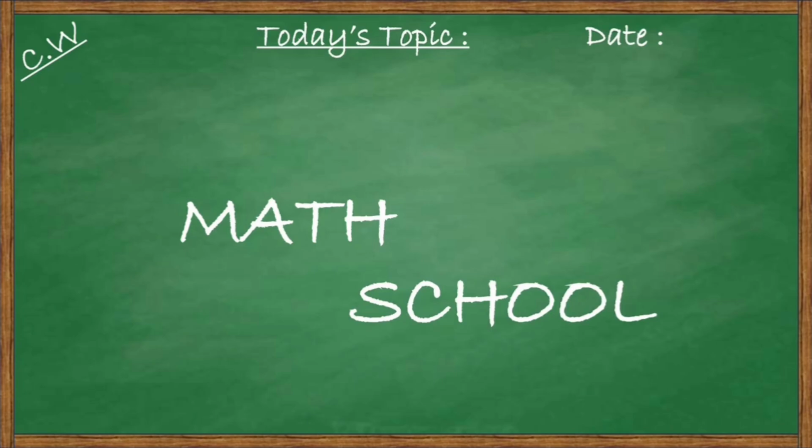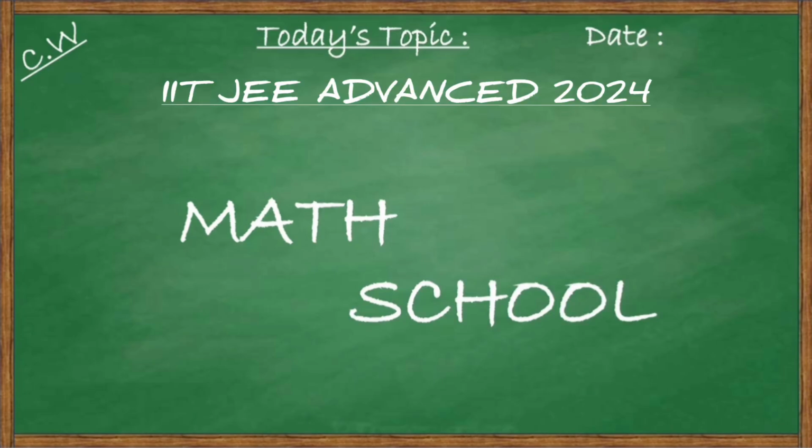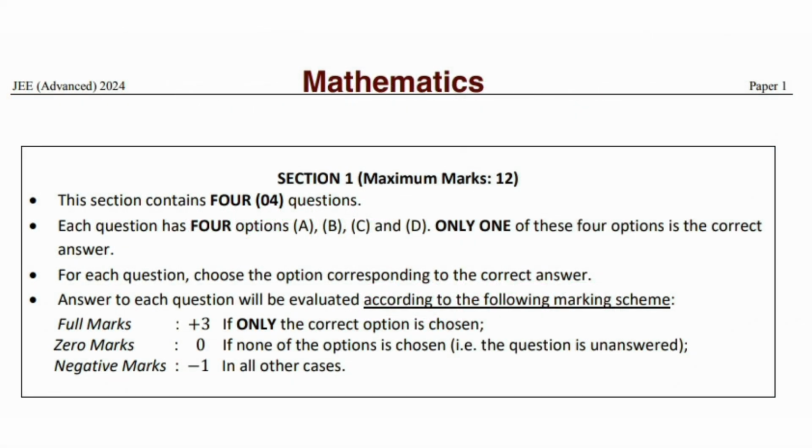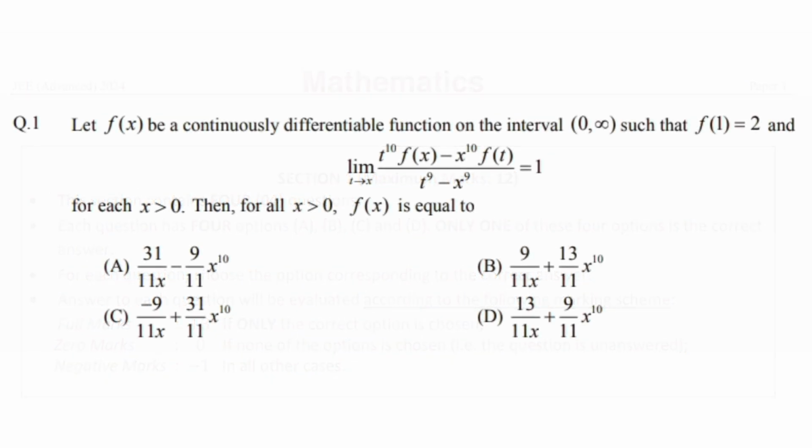Today we will discuss a question from IIT JEE Advanced 2024 Section 1. That means Section 1 contains 4 questions, each having +3 for a correct answer, -1 for a wrong answer, and 0 for unanswered. So let's check the question.